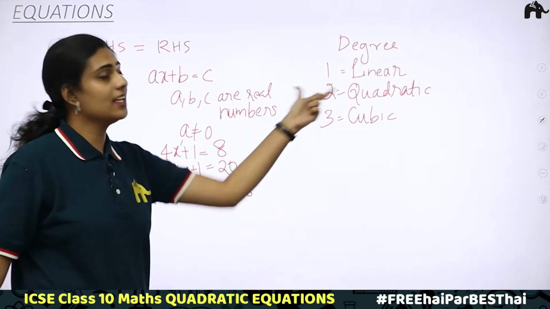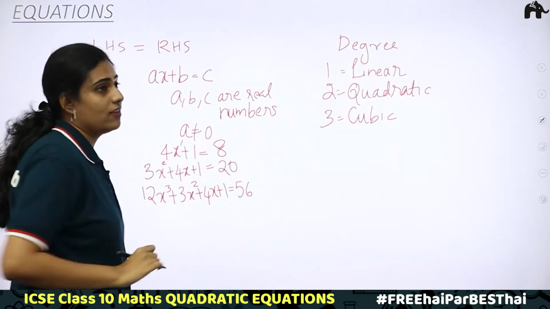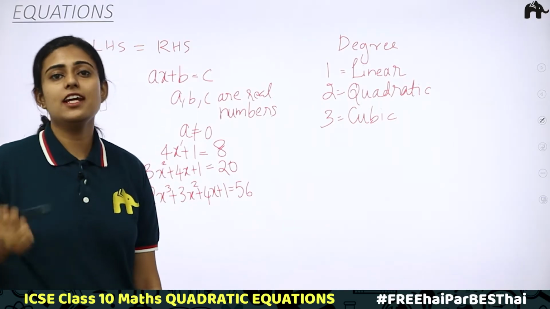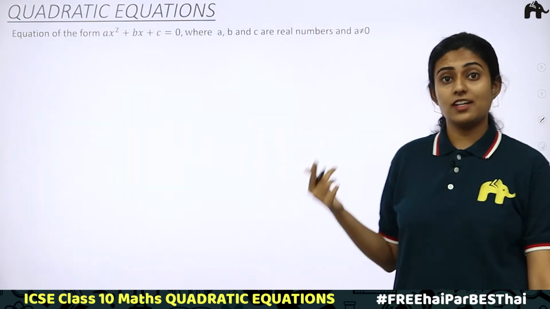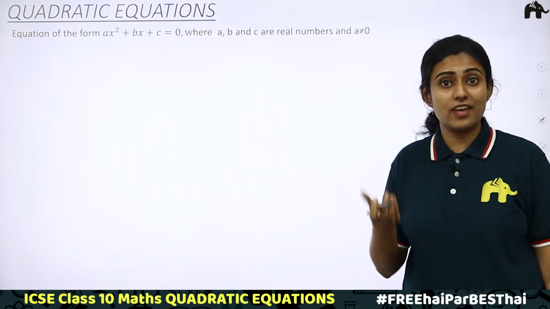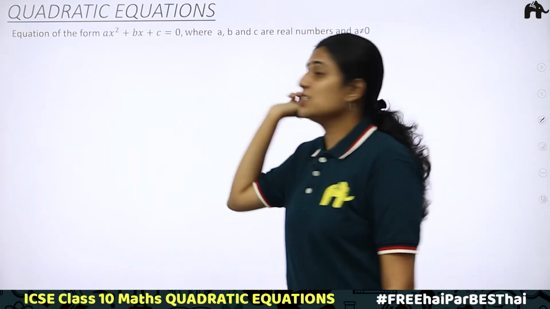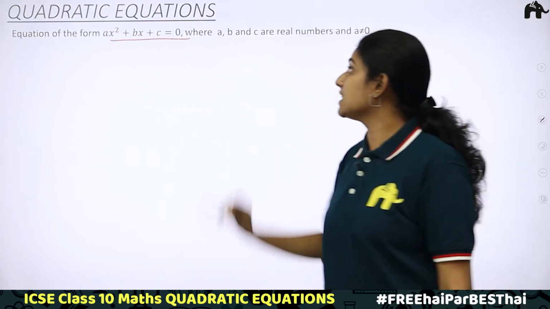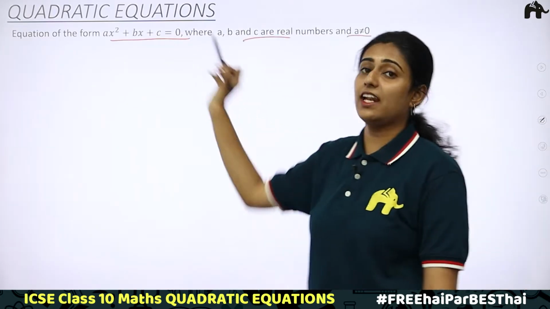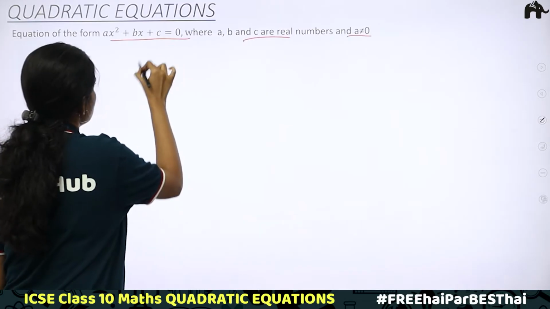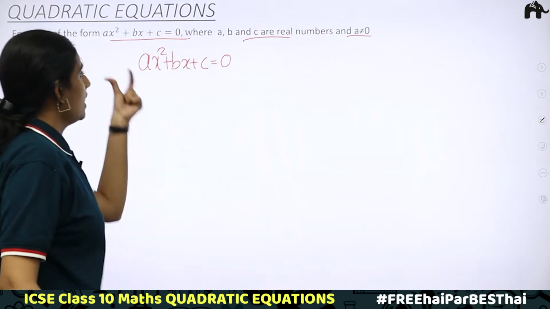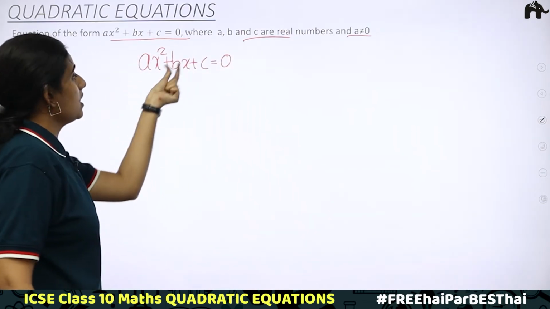So, we know quadratic equations are equations where the highest power of the unknown or the highest power of x is 2. Okay, let's see what the standard form of a quadratic equation is. Equations of the form ax square plus bx plus c is equal to 0, where a, b, c are real numbers and a not equal to 0. This is the standard form of quadratic equations.